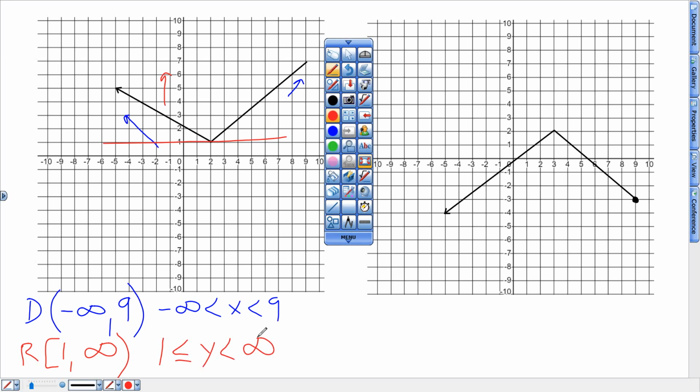All right, next one, last one. Domain measured left to right. This is going off to the left. That's why I write that rounded negative infinity to 9 square bracket on this one. Interval notation.